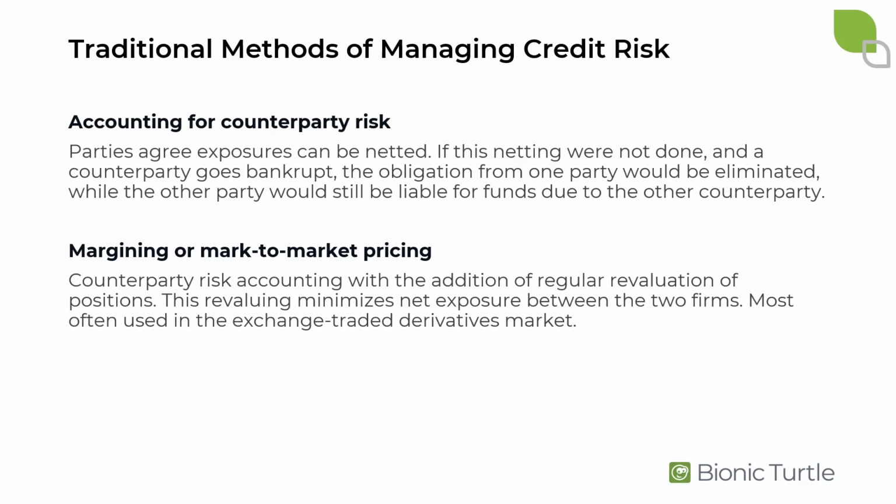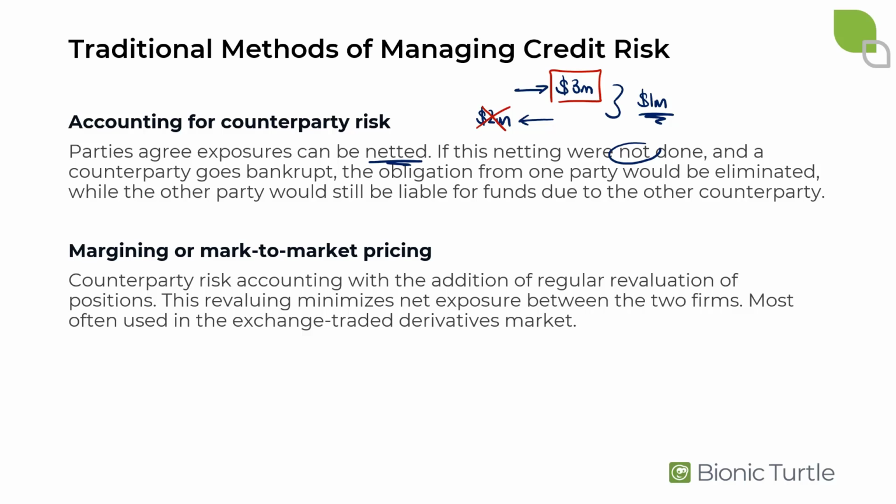First up, accounting for counterparty risk. Here, parties agree exposures can be netted. So if I owe you 3 million, you owe me 2 million, let's say, we net that off so there's only $1 million outstanding. The benefit, well, if this netting were not done and one of the counterparties goes bankrupt, the obligation from one party is eliminated whilst the other is still liable. So let's say the 2 million disappeared, worst case scenario, we have a $3 million liability. After netting, it's only $1 million.